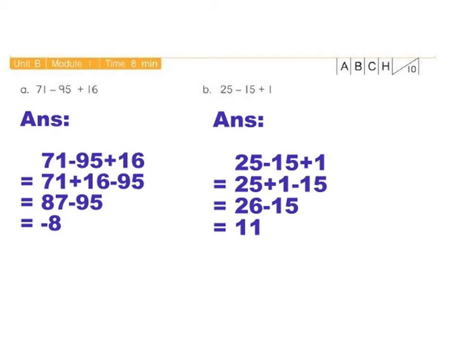In the second question, 25 minus 15 plus 1. After rearrangement, we get 25 plus 1 minus 15. 25 plus 1 gives us 26. So the equation becomes 26 minus 15. And the answer will be 11.